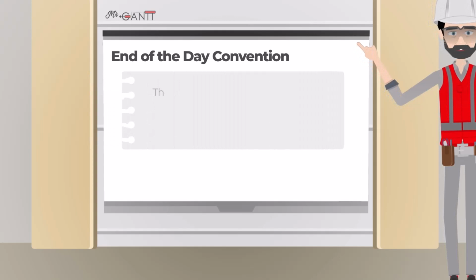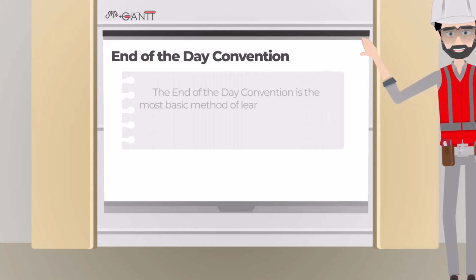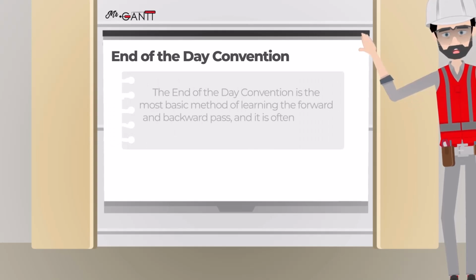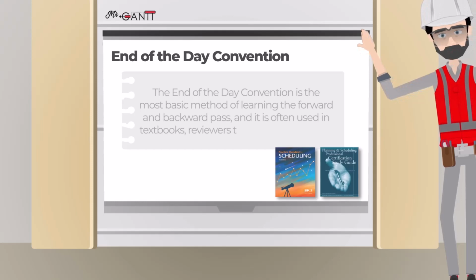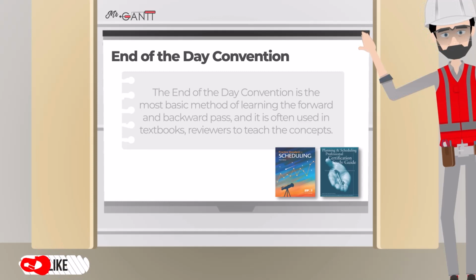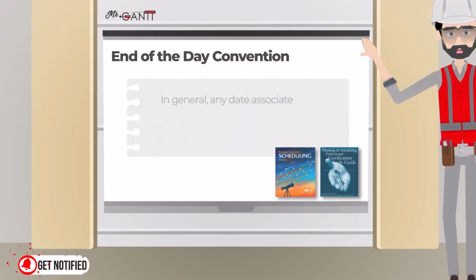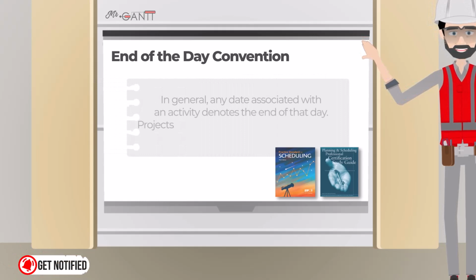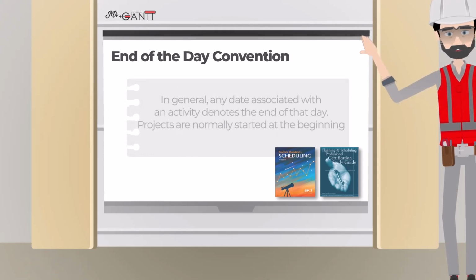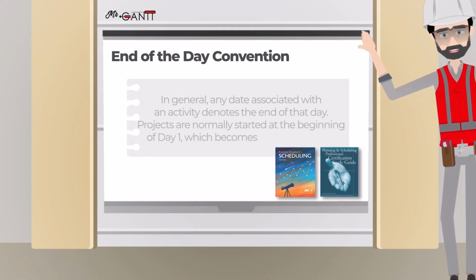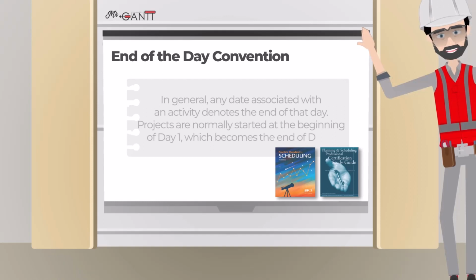The end of the day convention is the most basic method of learning the forward and backward pass, and it is often used in textbooks, reviewers to teach the concepts. In general, any date associated with an activity denotes the end of that day. Projects are normally started at the beginning of day 1, which becomes the end of day 0.